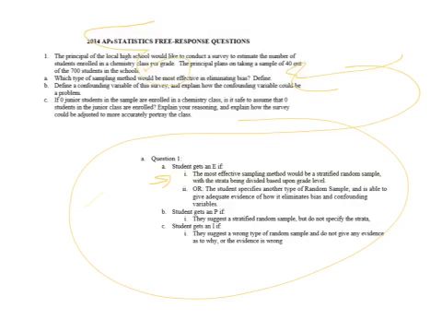Or the student specifies another type of random sample and is able to give adequate evidence of how it eliminates bias and confounding variables. Student gets a P if they suggest a stratified random sample but do not specify the strata. Remember, if they don't back it up, then any other type we're not going to accept. And the student gets an I if they suggest a wrong type of random sample or an alternate random sample and do not give any evidence as to why, or the evidence is wrong.